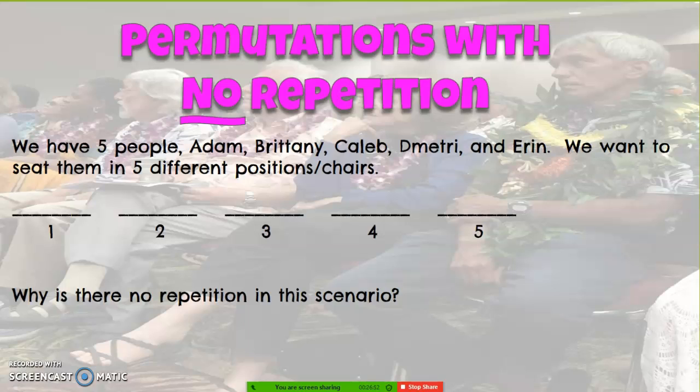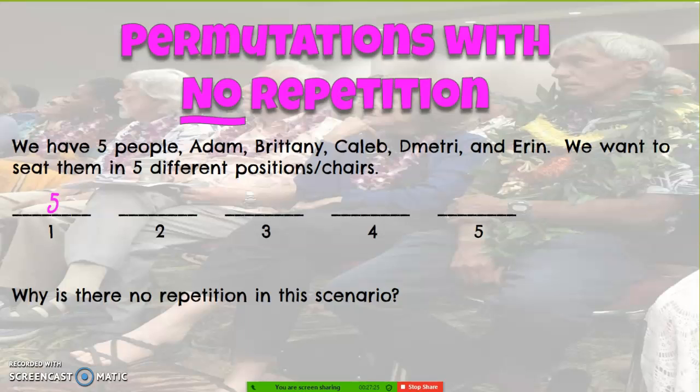Now we're going to talk about permutations with no repetitions. We have 5 people, Adam, Brittany, Caleb, Dimitri, and Aaron. We want to seat them in 5 different positions or chairs. Why is there no repetition in this scenario? There's no repetition because obviously we're not sitting Adam in chair number 1 and Adam in chair number 3. He can't be in 2 chairs at once. So we can't repeat Adam. We can't repeat Brittany. Each one is only used once.